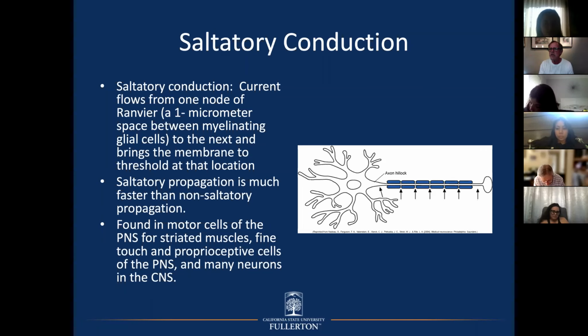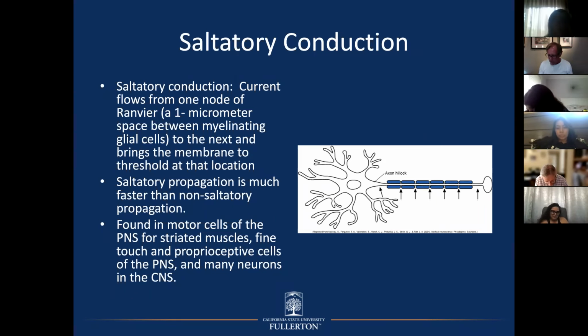If you get a voltage difference, you get the flow of electricity, and that's really what's happening. It's electrical flow, and it goes as fast as electricity. So saltatory propagation is much faster than non-saltatory.